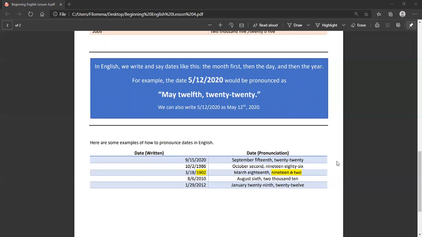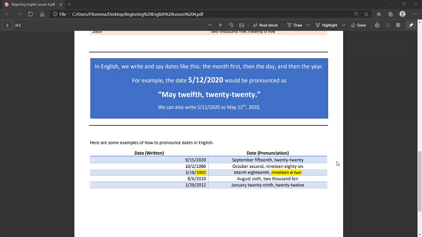I can write it all with numbers, as you see here, or I can also write it as May, spelling out the name of the month, capital M-A-Y, and then abbreviating the 12th by putting the 1, the 2, and the TH as a superscript, just a little tiny TH above the number. So May 12th, 2020, if I write out the name of the month. Okay, here are some examples of how to pronounce the dates in English.